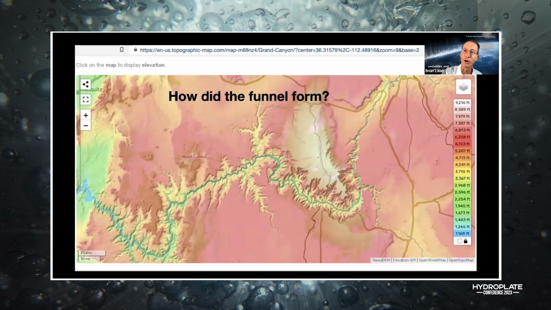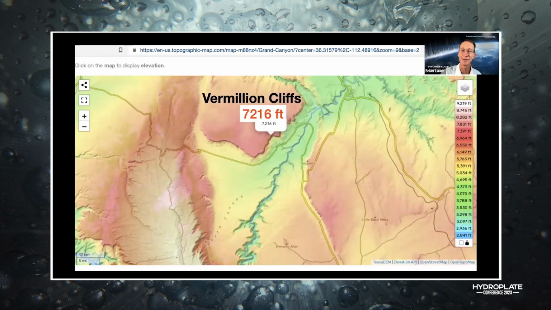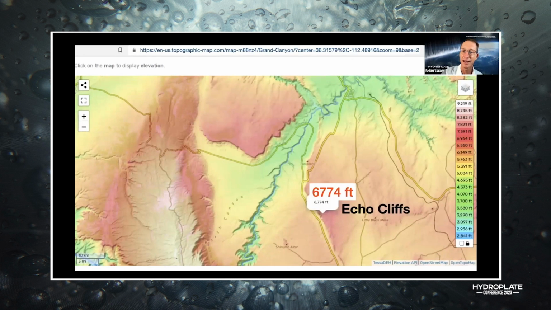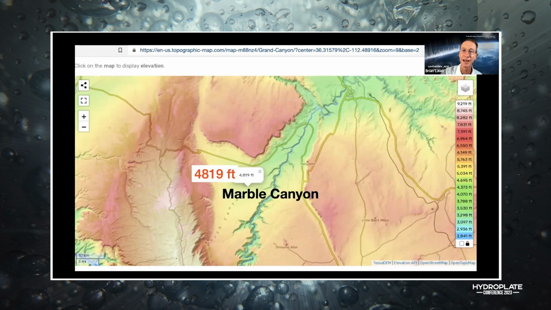And how did the funnel form? Once you see it, you can't unsee it. That's the funnel right there. You got Vermilion Cliffs on top at 7,200 feet, and you got Echo Cliffs on the other one on the south, 6,700 feet. And then you got Marble Canyon, 4,800 feet.